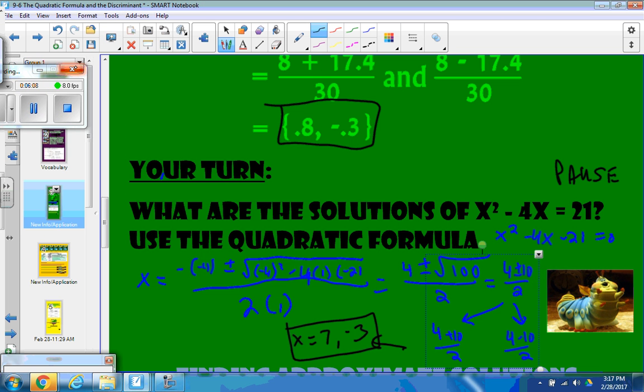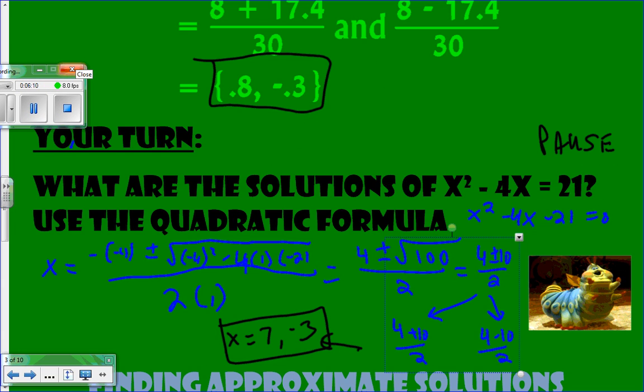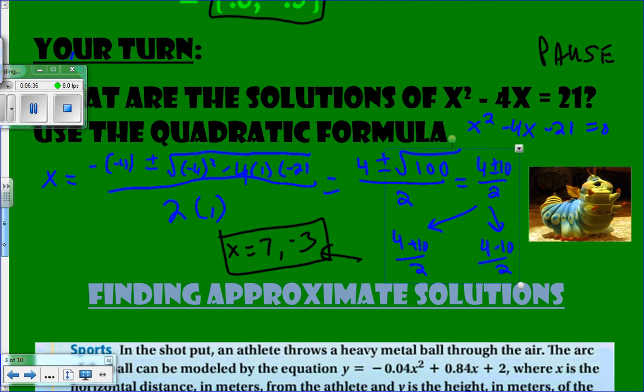When you solve it, you plug in for a, b, and c, and you get minus negative 4, plus or minus the square root of negative 4 squared, minus 4 times a, which is 1, times c, which is negative 21, all divided by 2 times 1. So I simplified a few things. I ended up getting 4 plus 10 divided by 2, or 4 minus 10 divided by 2. And those two results give me 7 and negative 3 as our two solutions, right? So that's using that formula. That one worked out nicely.